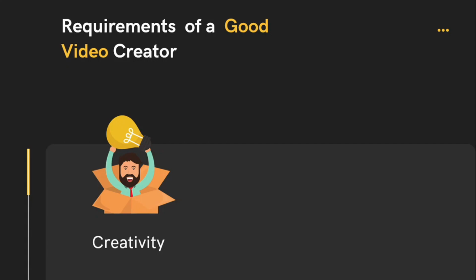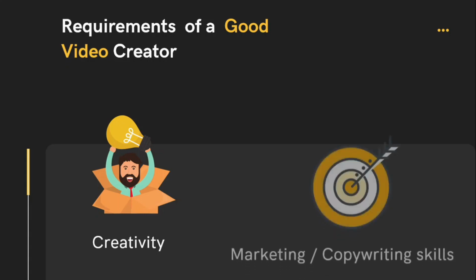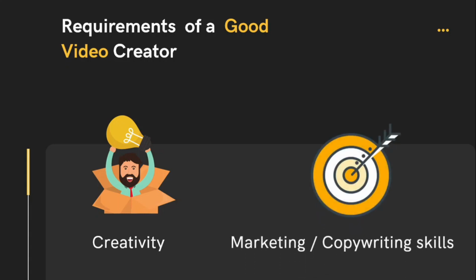And the second one is because for the first one, the thing about video is you won't always get exactly what you have in mind. So you must be creative about getting something close to it and trying to create the best out of what you've got, right? So the second one is marketing and copywriting skills.